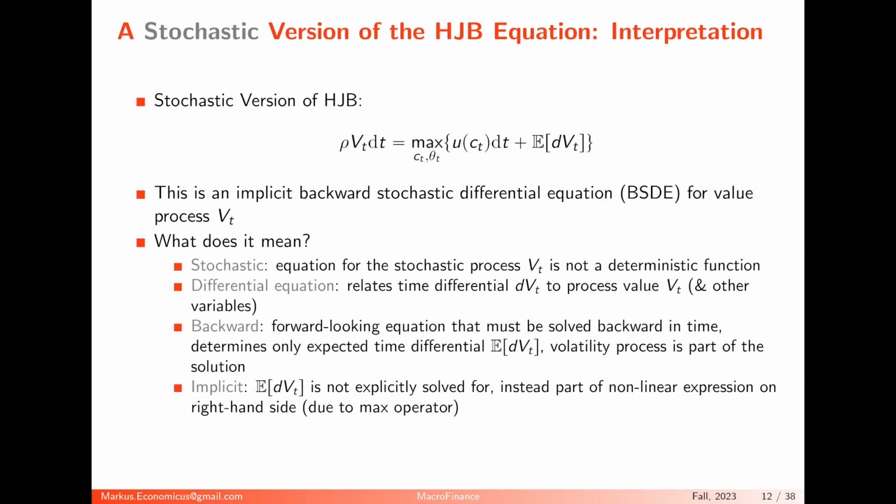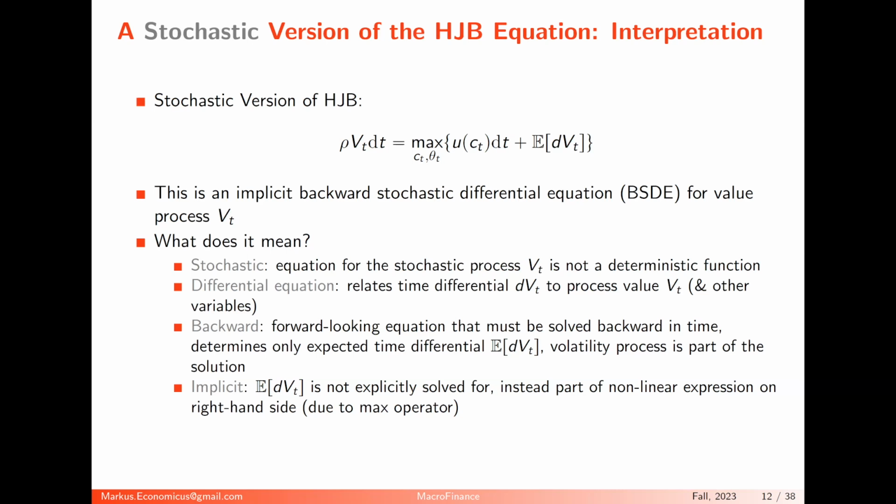So let me just say the interpretation of the stochastic version of the HJB. This is an implicit backwards stochastic differential equation, BSDE, for the value process V_t. So V_t, as you move through this tree or on this Brownian, moves around. So what does it mean? So this stochastic differential equation, backward and implicit.